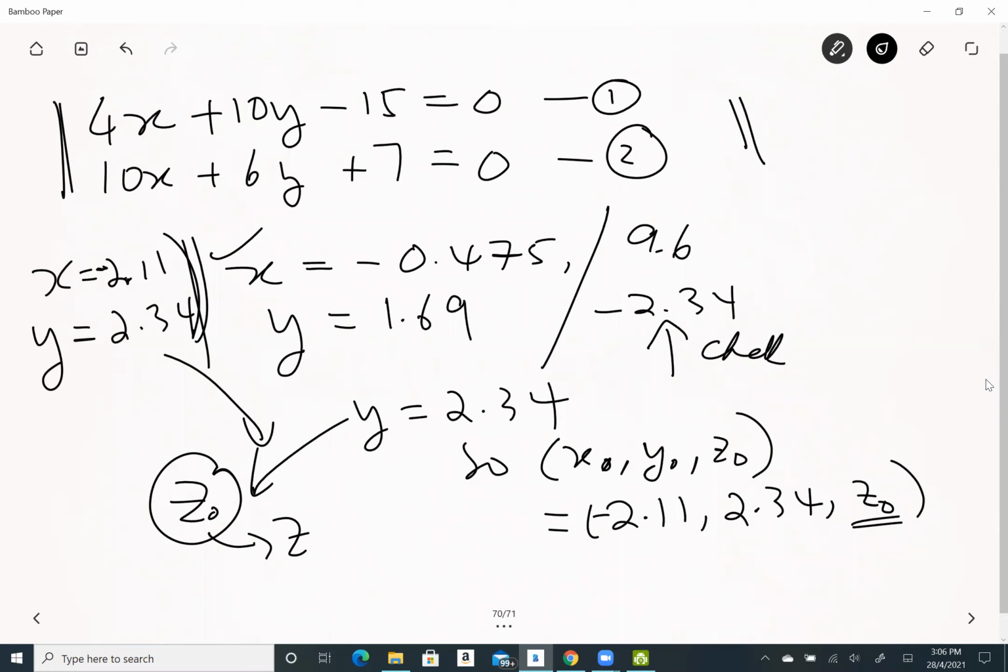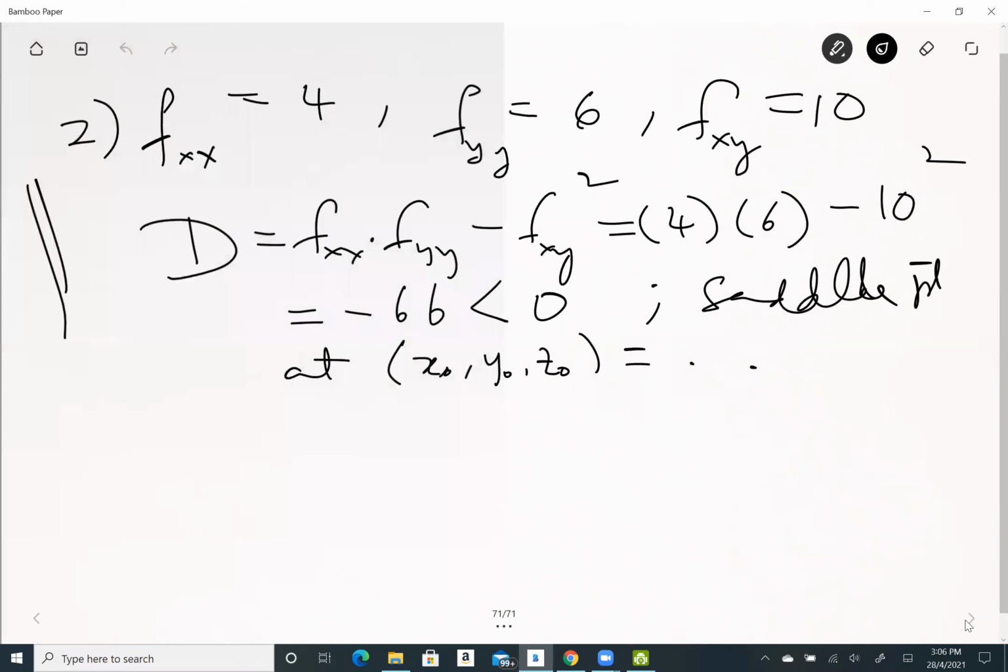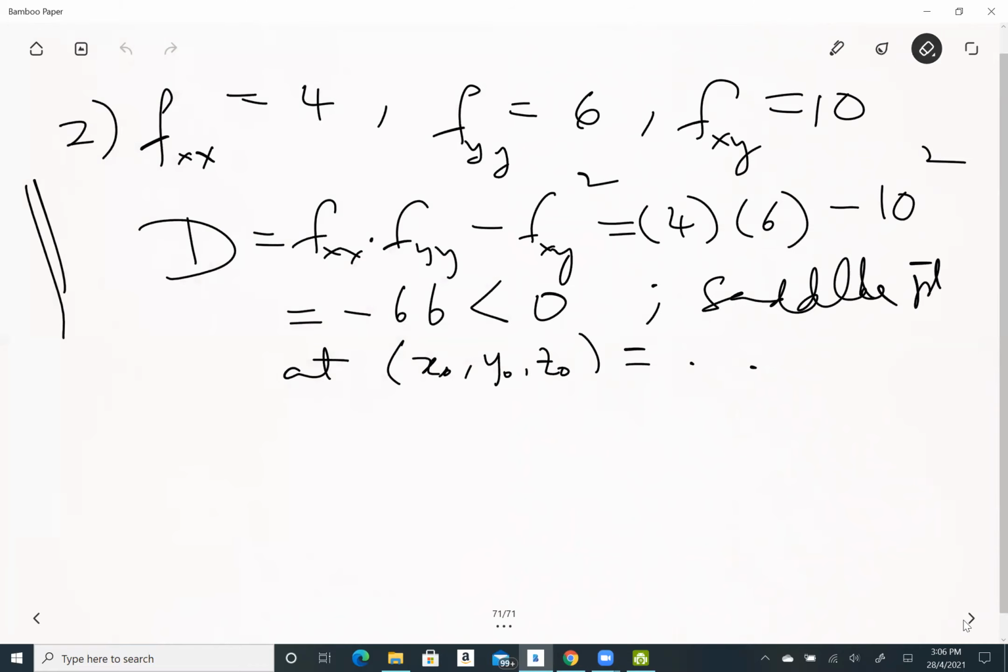Okay, so let's look at another example. This one you have a proper maximum minimum. The answer is negative 76, right? Because 24 minus 100, yeah, you're right, so that is negative 76. So that is less than 0. So you have a saddle point at the critical point. Okay, anything else? So clear this example.